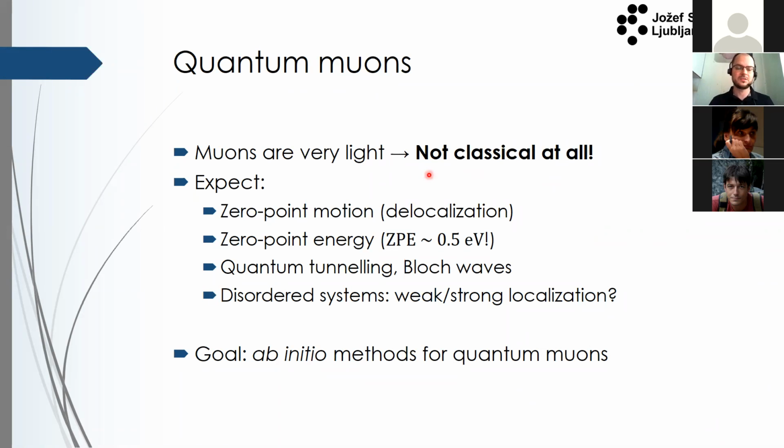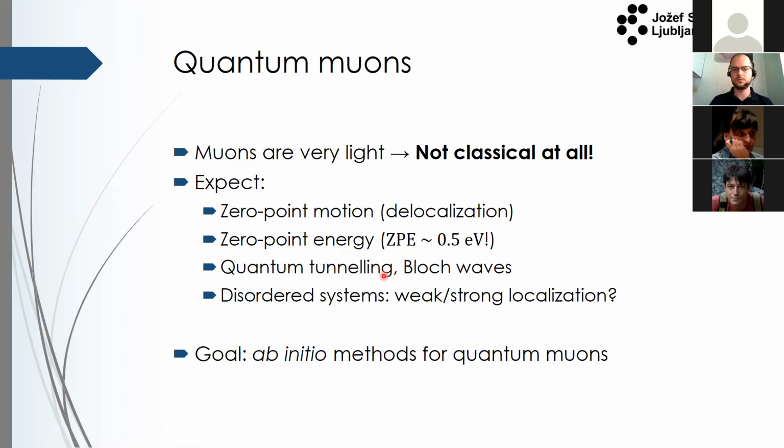So it's because muons are very light, they are not classical, and we expect strong delocalization. Large effects of zero-point energy, so we expect about half an eV of zero-point energy, even though the differences between the different sites where the muon would like to sit in the crystal that we calculate using classical assumptions are less than half an eV. So some of those muon sites that we calculate using DFT might become unstable. Some might merge together into a single site just because of zero-point energy effects.